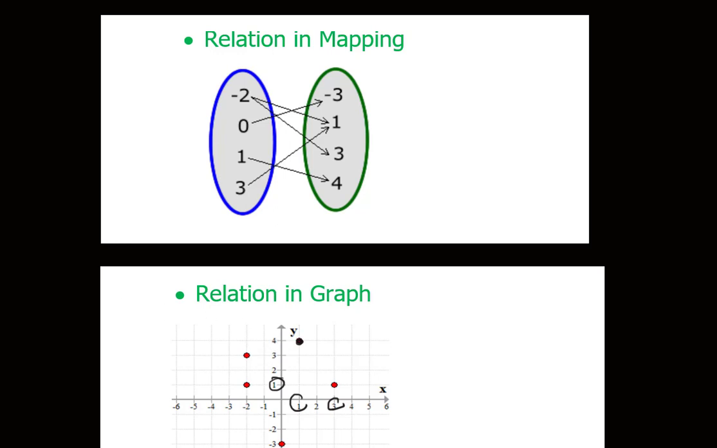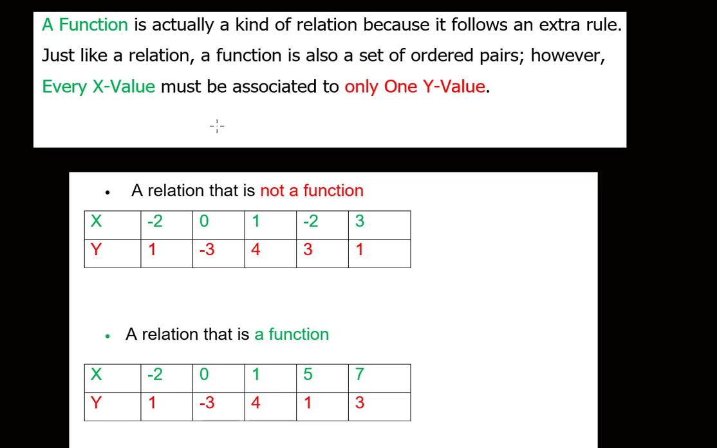So let's look at the function. A function is a kind of relation, but it follows an extra rule that a relation does not follow. A function, similar to a relation, has a set of ordered pairs. However, every x value must be associated with only one y value. If one x value is associated with more than one value of y, then it's not a function.